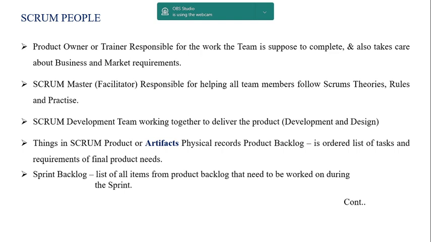Things in Scrum are product artifacts, physical records. The product backlog is an ordered list of tasks and requirements for the final product's needs. So these are the records we are going to maintain in backlogging, or I can say these are the stories. The sprint backlog is the list of all items from the product backlog that need to be worked on during the sprint.